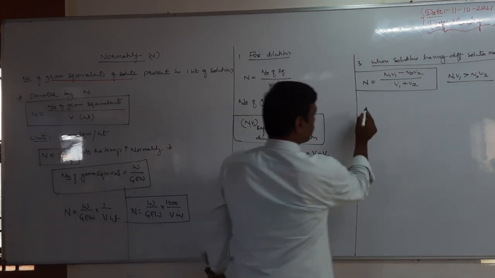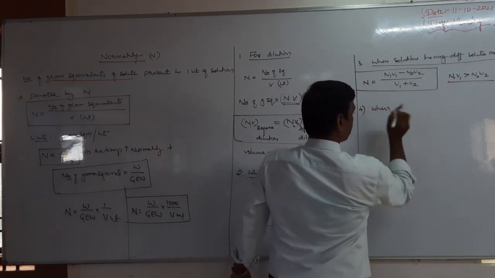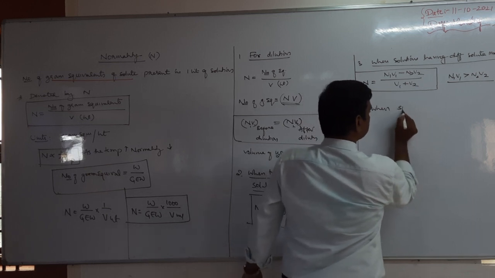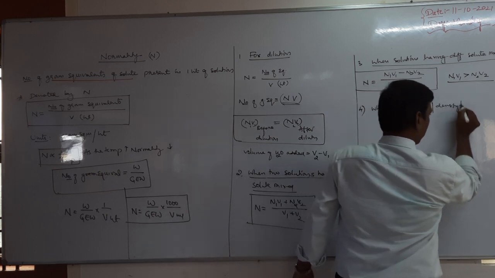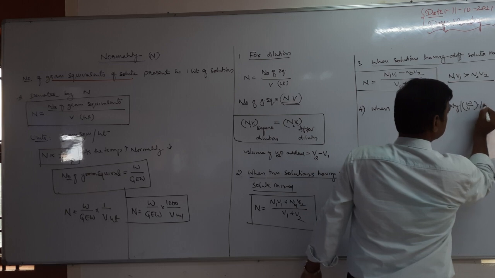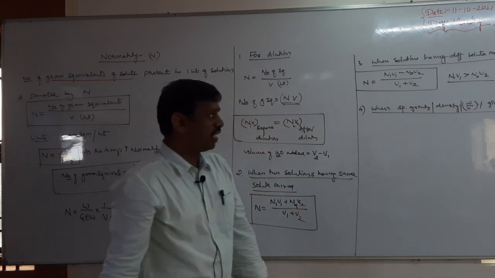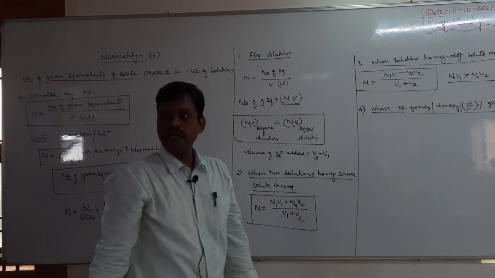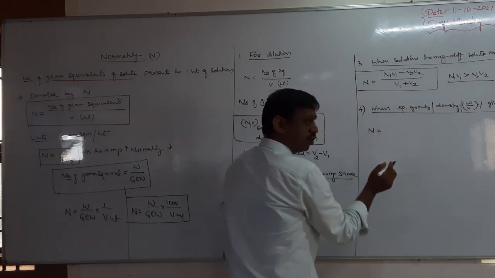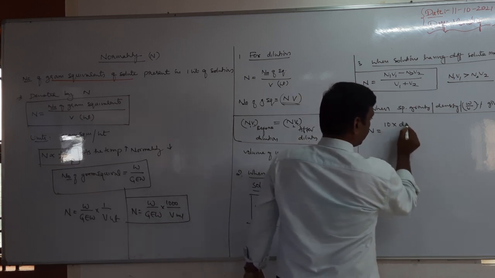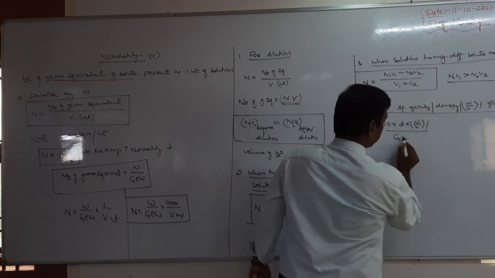Next, the fourth one. When specific gravity or density or W by V percentage is given, what is the formula to calculate normality? Normality equals 10 into D into W by V percentage divided by gram equivalent weight.